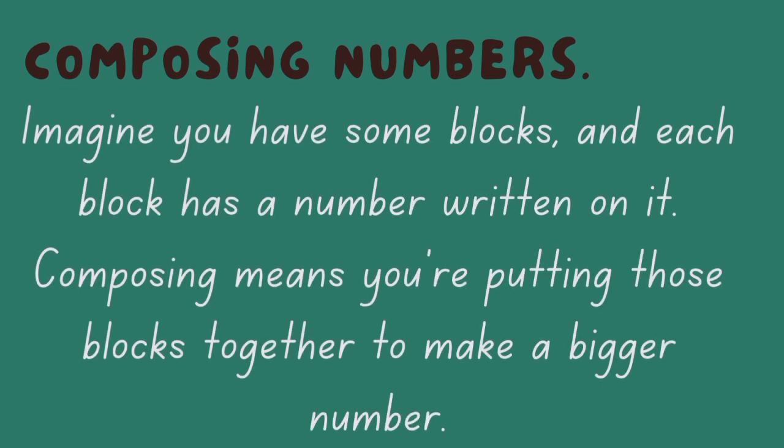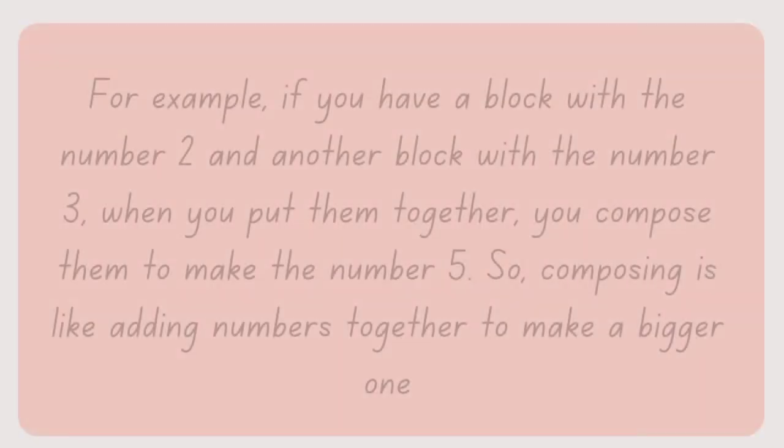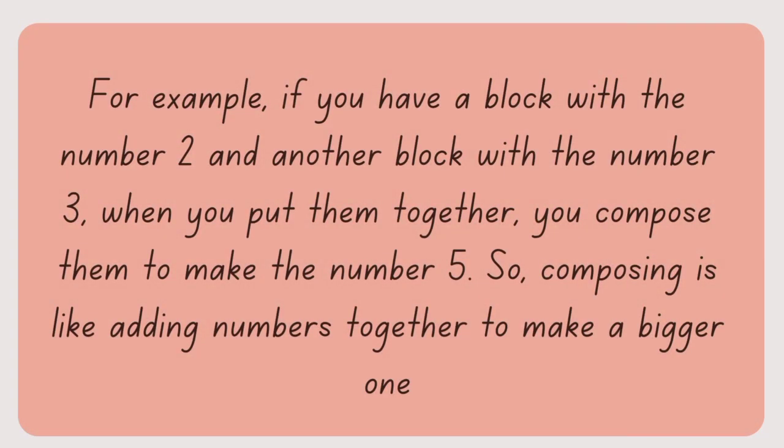Composing numbers. Imagine you have some blocks and each block has a number written on it. Composing means you are putting those blocks together to make a bigger number. For example, if you have a block with number 2 and another block with number 3, when you put them together, you compose them to make number 5. So composing is like adding numbers together to make a bigger one.